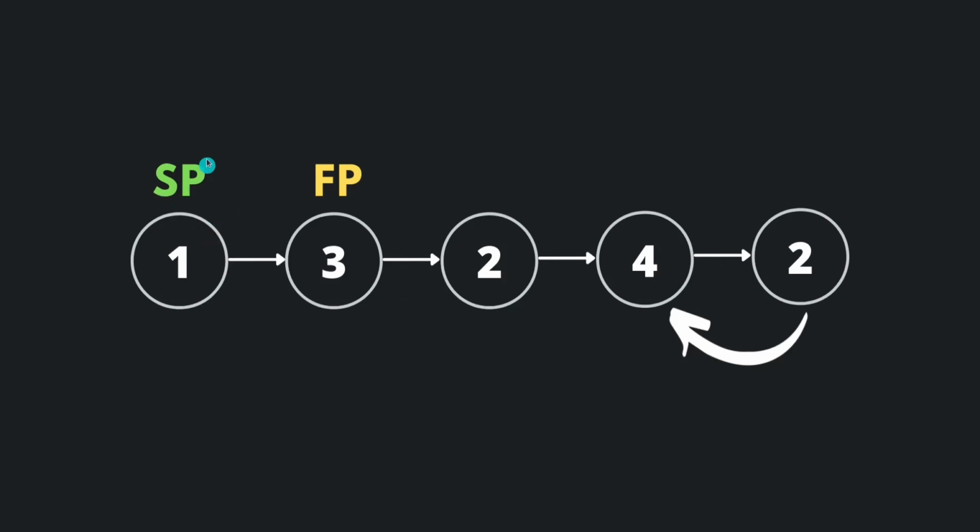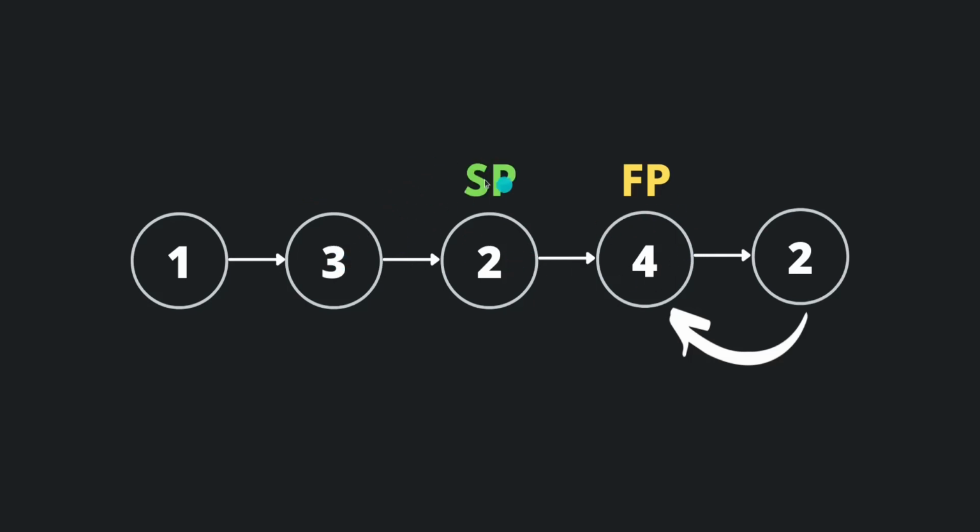So we keep 2 pointers. One will be a slow pointer and the other one will be a fast pointer. The slow pointer is pointing to the first element and the fast pointer is pointing to the second element. Now the slow pointer will move only one step at a time, and the fast pointer will move 2 steps at a time. So it will come to 4 here.